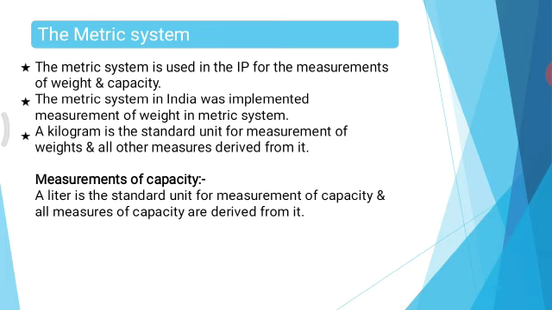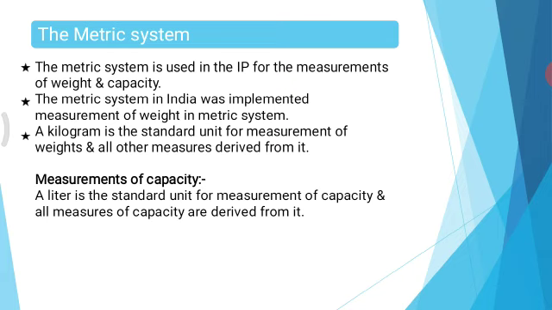Now in this lecture we discuss the remaining part of prescription, in which the first point is the metric system. It is the new system of weights and measures. The metric system is used in the Indian Pharmacopoeia for the measurement of weights and capacity. The metric system in India was implemented from 1st April 1964 in the pharmacy profession.